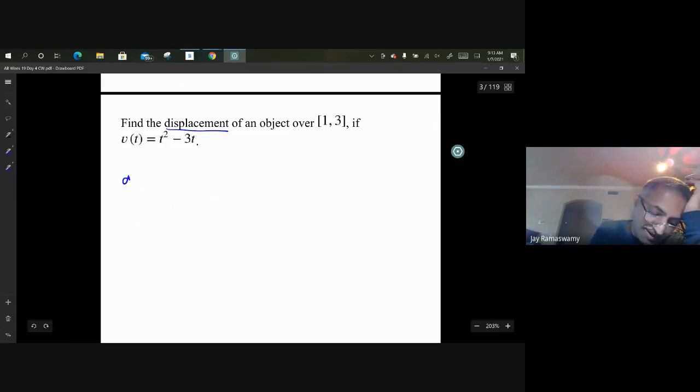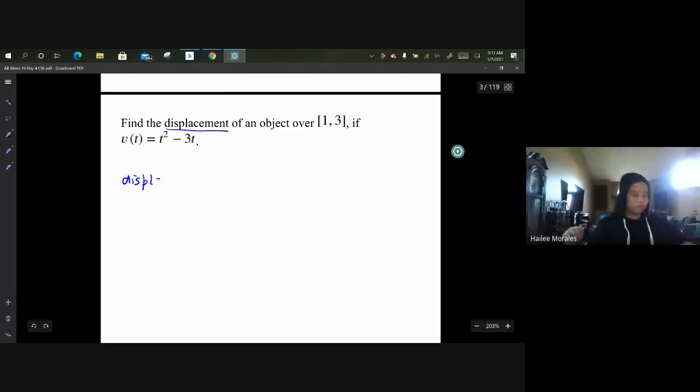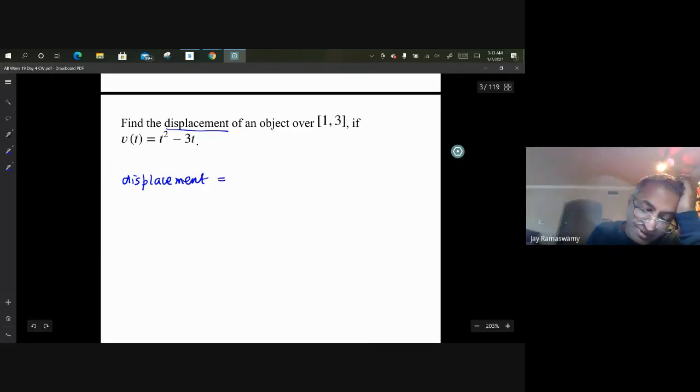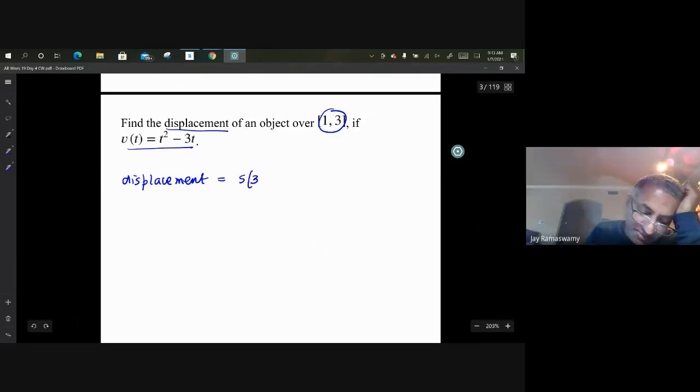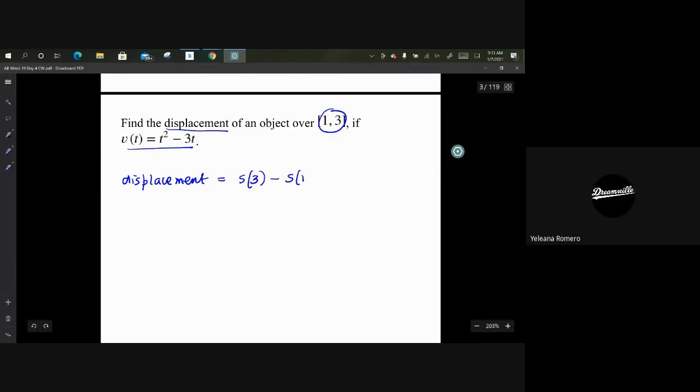Okay, who, if anybody, remembers the definition for displacement? Change in position of the object. Thank you. It's a net change in position of the object over 1 to 3. So what's my notation? S of 3 minus S of 1, the change in position.